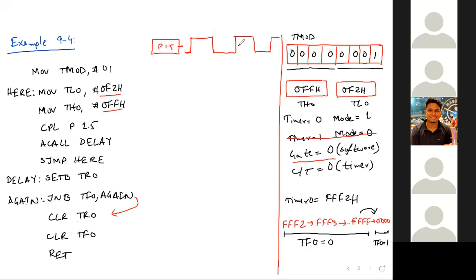Why was it high in the first place? This is just an assumption. If initially it was low, it started from 0, then on complementing it will go to high. Okay, sir. I understood, sir. Okay. Any other question?